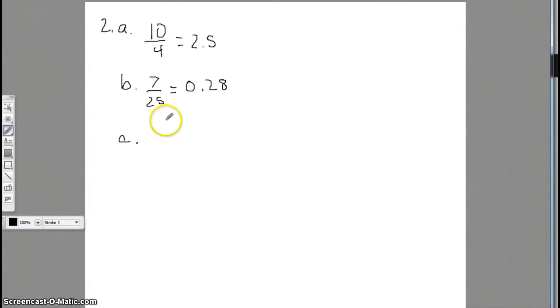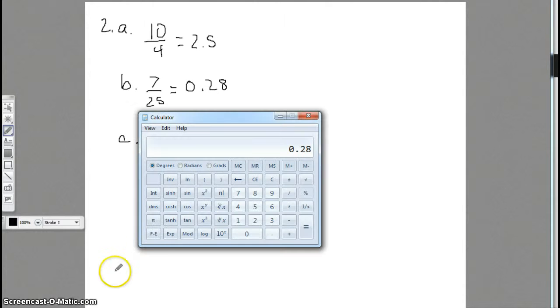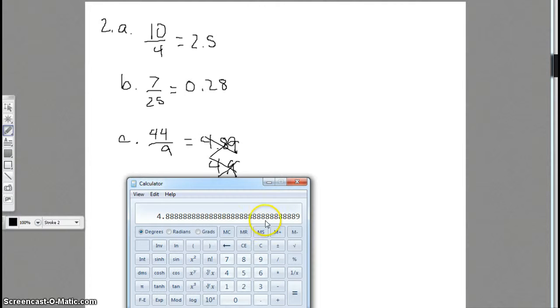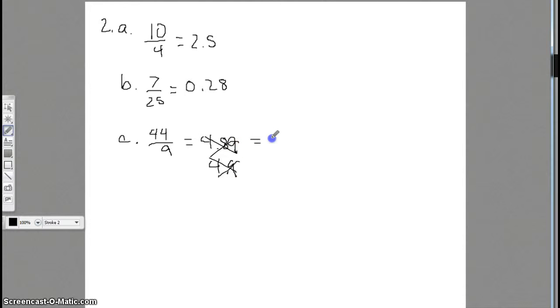Now let's look at part C. Part C says 44/9. Okay, when I punch that one into the calculator, 44 divided by 9, you see I get this repeating pattern. So you don't want to round this off. Do not write 4.89. Do not write 4.9. Those are not what we're looking for. We need to find the repeating pattern. When you look at this, you can see the 8 is what repeats. So the answer that we want for this is 4.8 with a bar over the 8 because the 8 is the only thing that repeats.